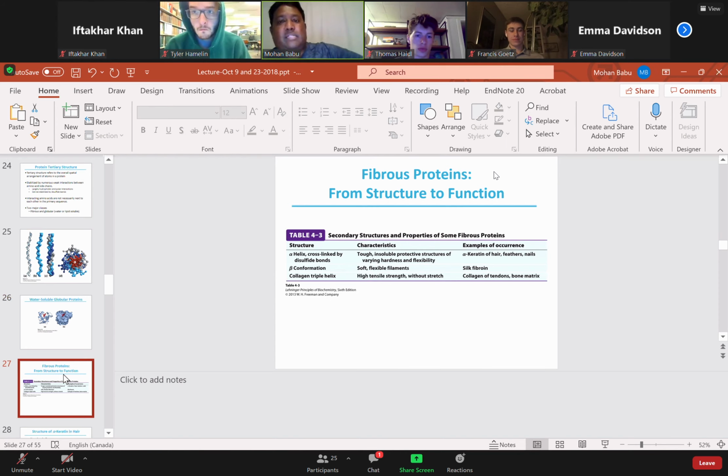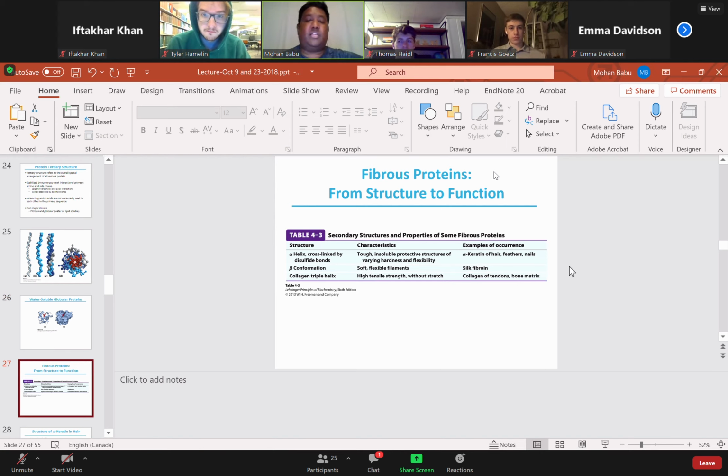Another secondary structure example would be fibrous proteins. Okay, so basically the alpha helix. We talked about alpha helix, we talked about beta conformation. Alpha helix: keratin, feathers, nails, all those things are alpha helical. These are typically cross-linked by disulfide bonds. And then the beta conformations are fibrin. And there's also collagen, another example of fibrous proteins with secondary structures. We will talk about each one of these examples down the road.